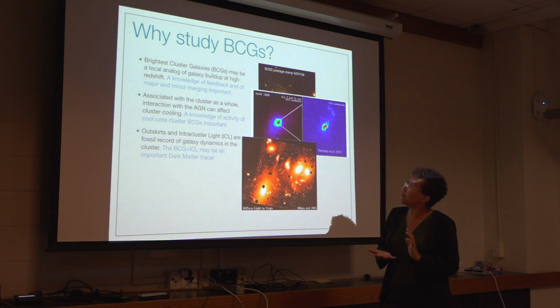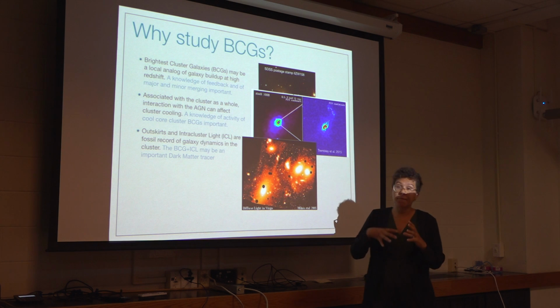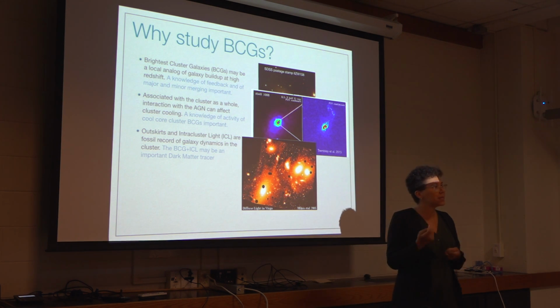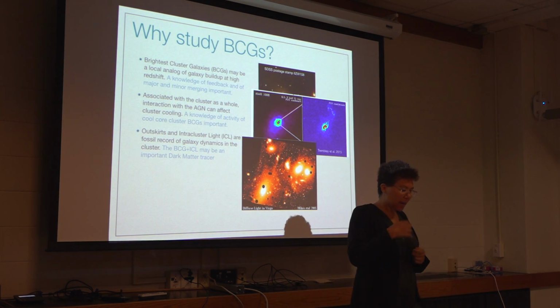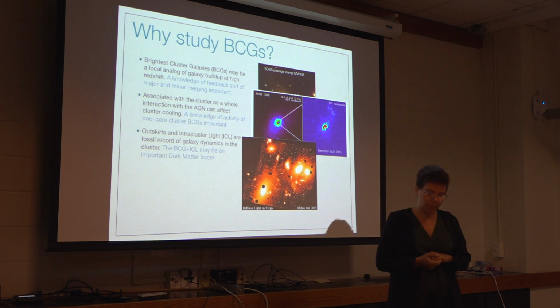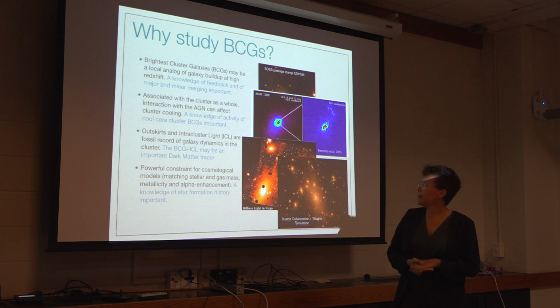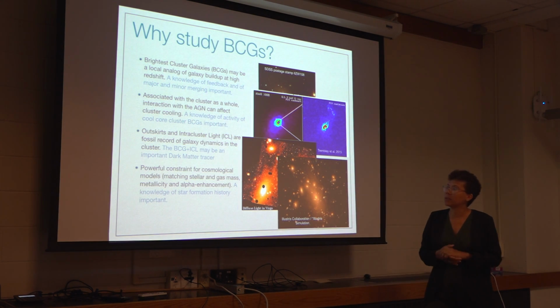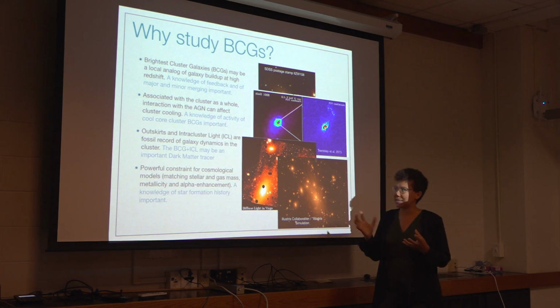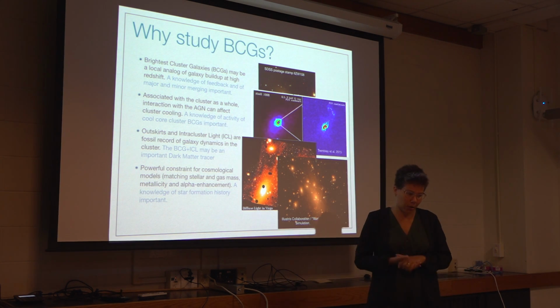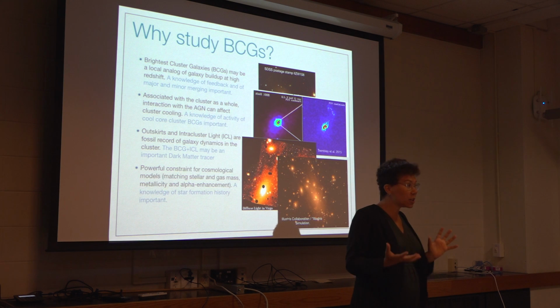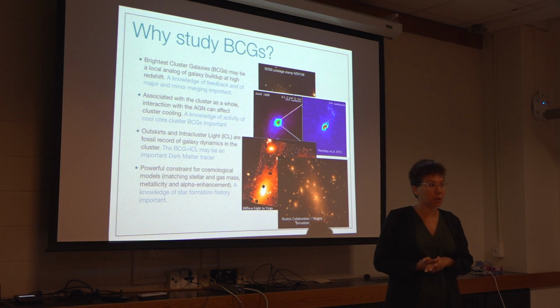The outskirts of the BCG and the intracluster light are a fossil record of galaxy dynamics that have happened in the cluster. So a knowledge of the BCG plus ICL may be an important dark matter tracer as well. And finally, BCGs can act as a powerful constraint for cosmological models, as matching stellar and gas mass, metallicity and alpha enhancement are always difficult. So a knowledge of stellar formation history is also important.